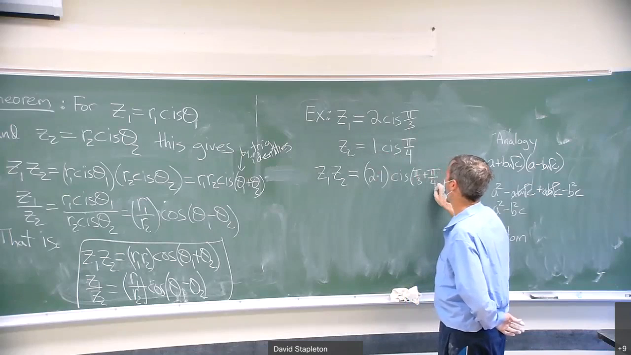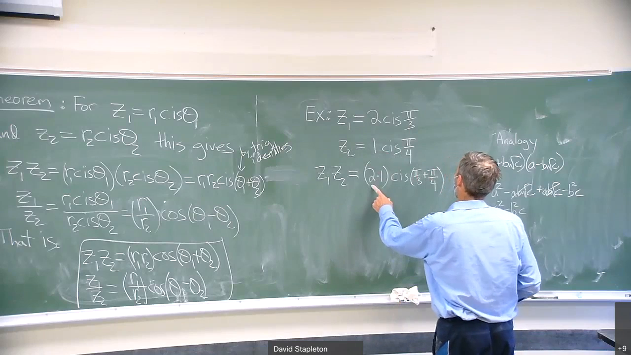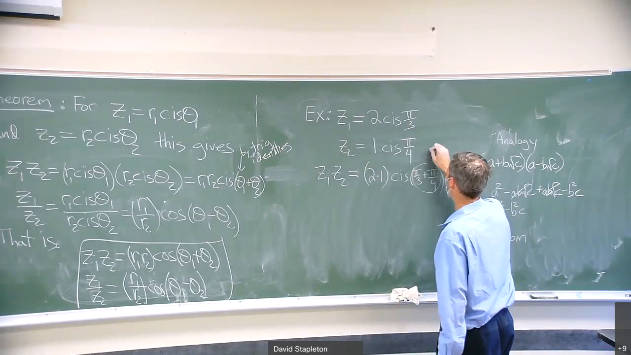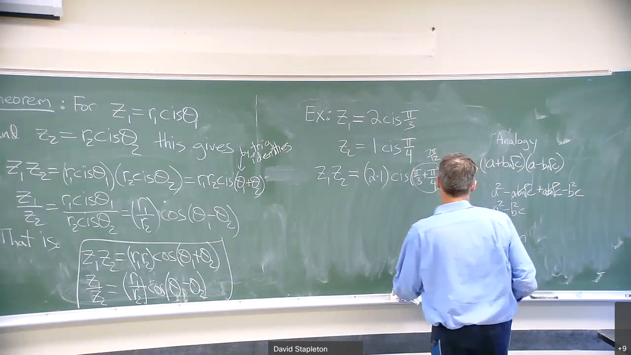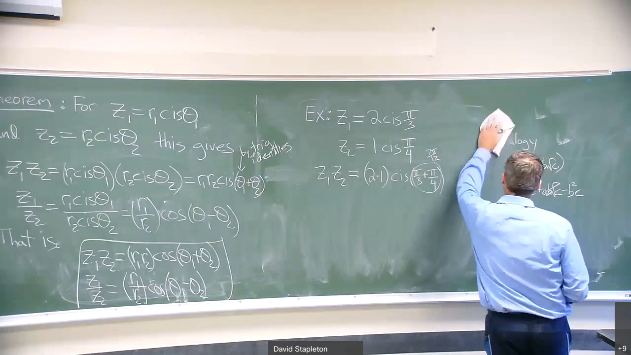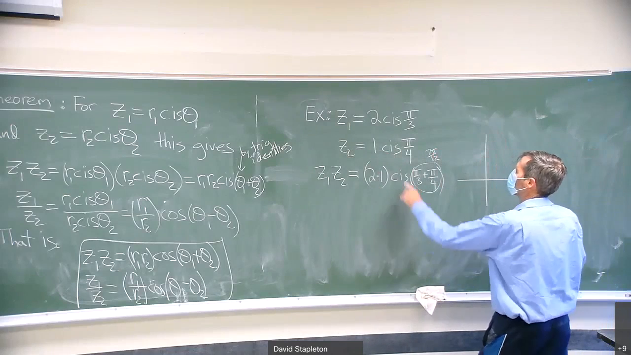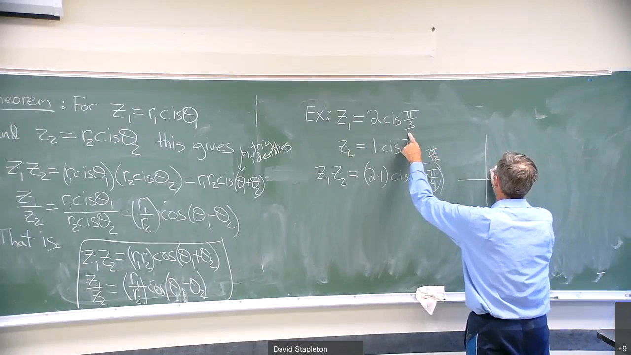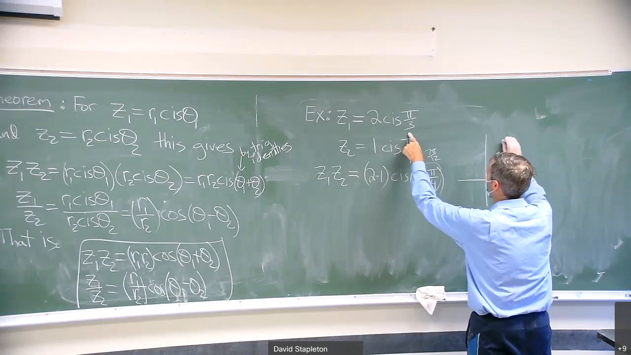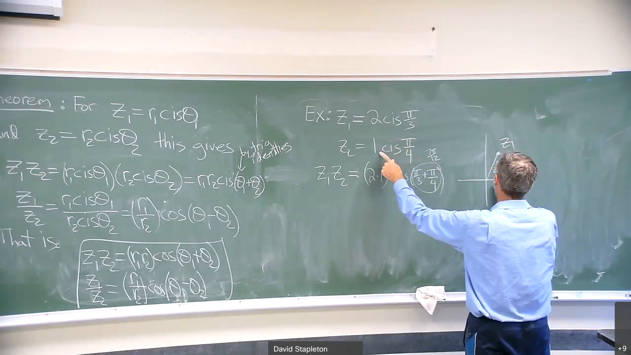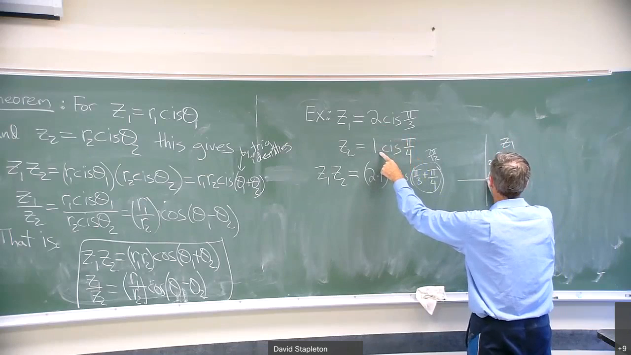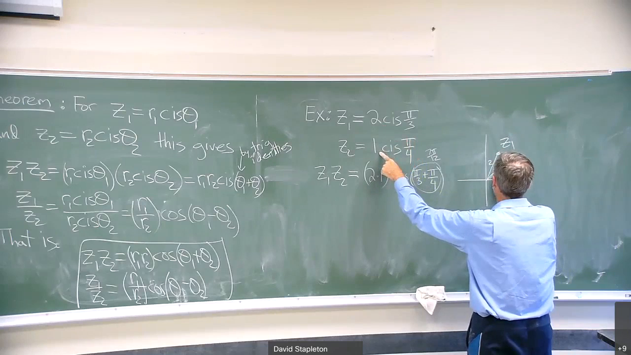And I can sketch this pretty readily. All I have to do is go 2 units out at this angle, which is 7 pi over 12 if you do your fractions. And what I have is this. The first one was 2 units out at an angle of pi over 3 like that. That's Z1. The second one was 1 unit out, half that distance, at an angle of pi over 4.